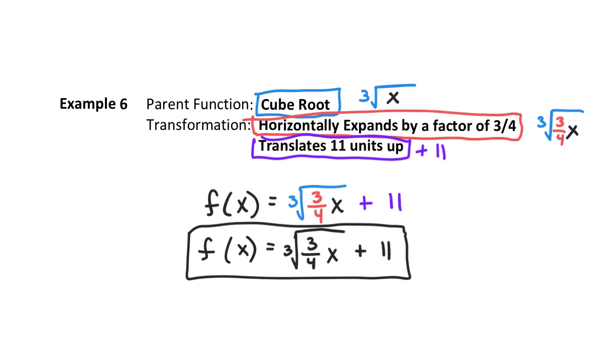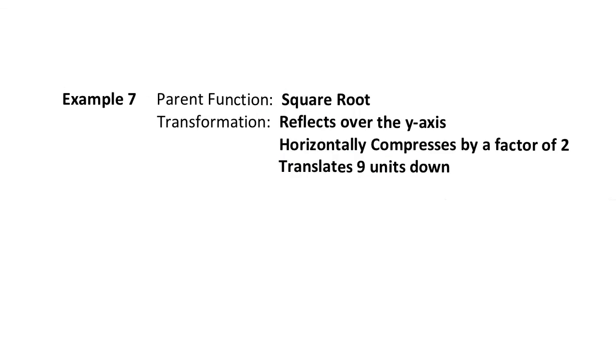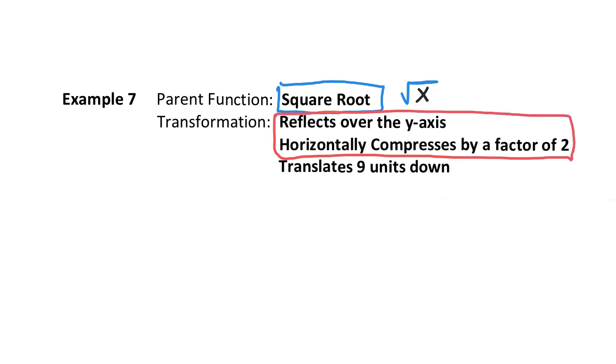Let's look at example 7. In example 7, we have the square roots. We have reflection and horizontal compression, but we can kind of combine these. This is kind of a -2 situation, and then translating 9 units down, that's -9.